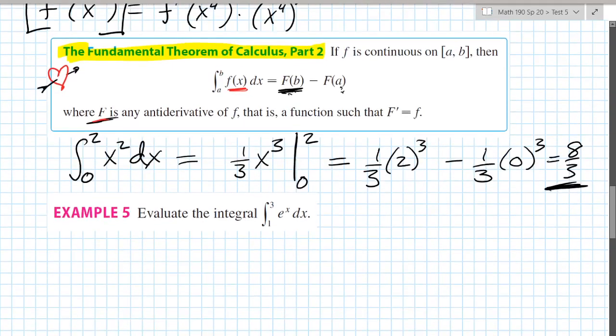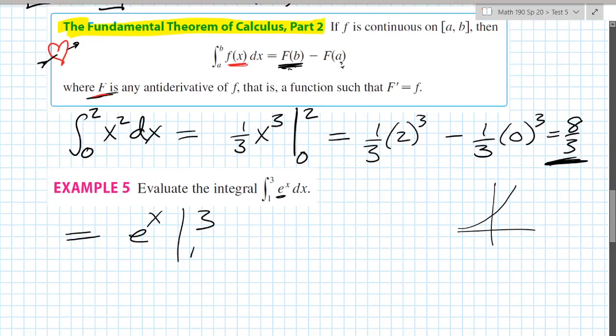All right, can we evaluate this next integral using the fundamental theorem part 2? Do a quick check. Is e to the x a continuous function from 1 to 3? Here's e to the x. Yes, it's continuous from 1 to 3. Do we know an antiderivative of e to the x? Yes, the antiderivative of e to the x is e to the x. So I can use the fundamental theorem, part 2, to evaluate this. And that's the exact value.